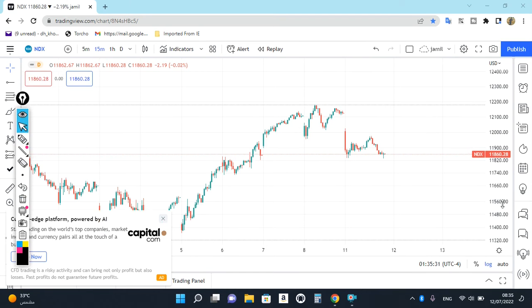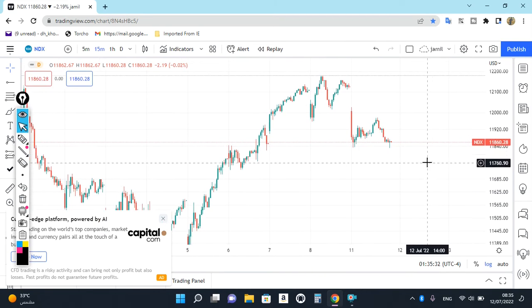Suppose the market directly opens gap down, meaning 11,760, 40. If there is any gap down opening in this zone, then we are not going to take trades aggressively.